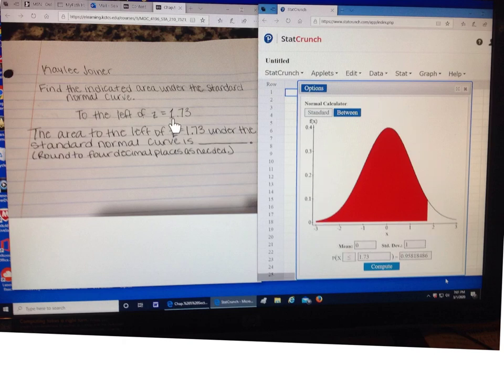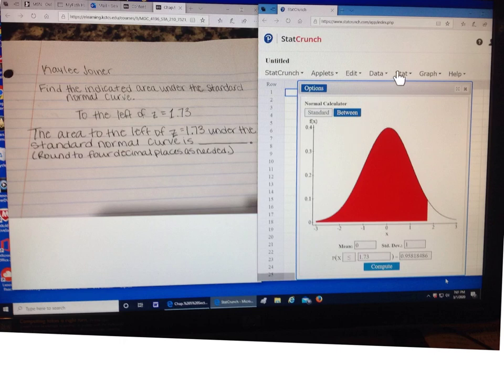Since it's a z-score, that means the mean is 0 and the standard deviation is 1, and we want the area to the left, so less than or equal to 1.73. So you just put this number in, click compute, and it gives you an answer, which is 0.958, I guess. No, it would be 0.9582. So you can use StatCrunch.